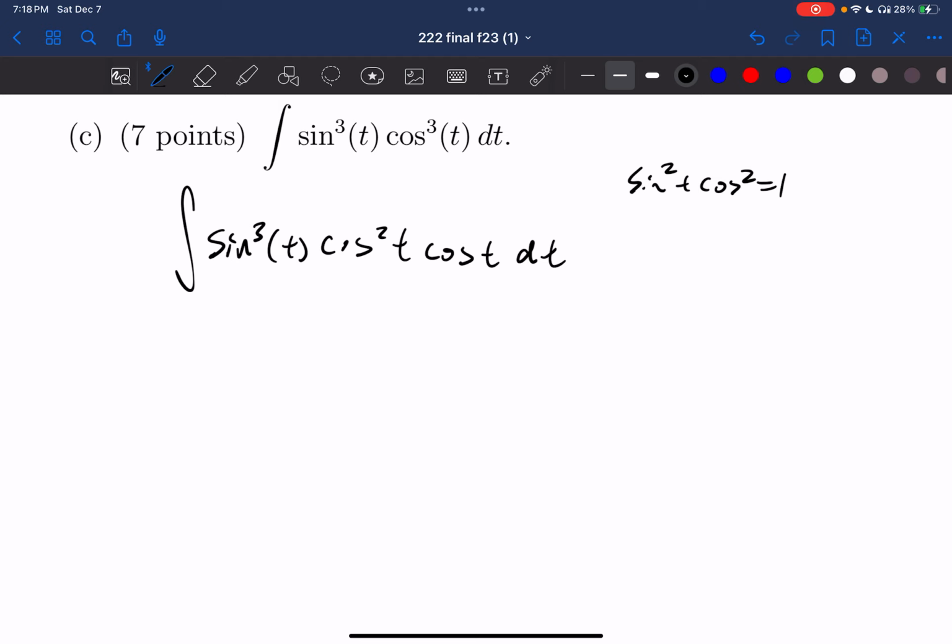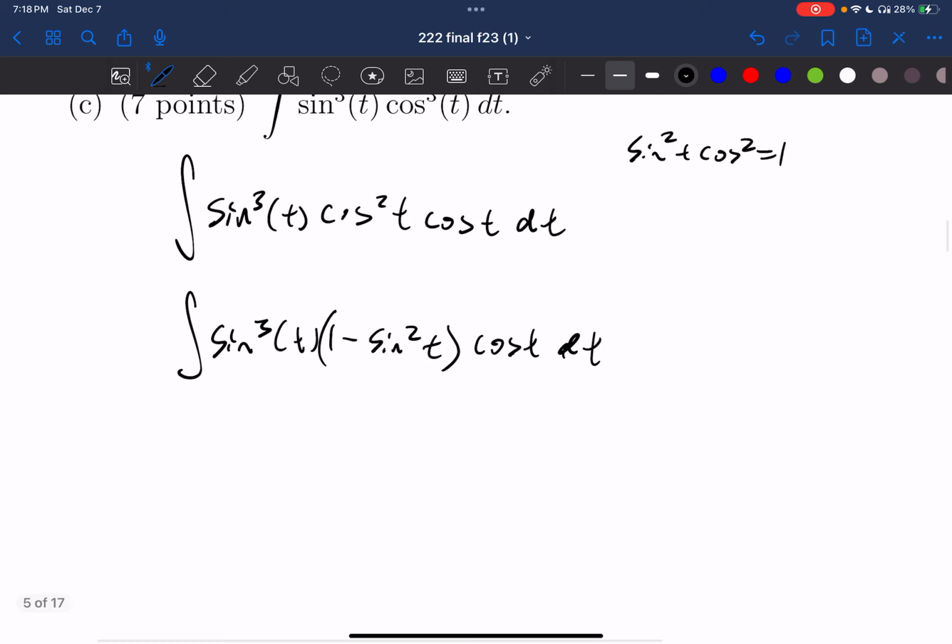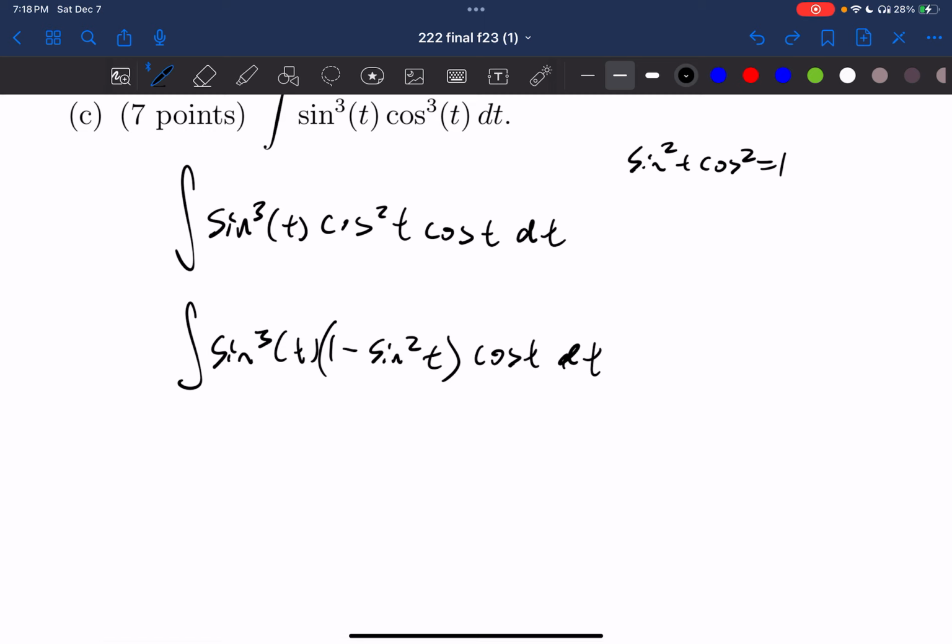So cosine squared will be equal to 1 minus sine squared. Everything else stays the same here, and we have 1 minus sine squared t times cosine t dt from this identity. From here, we'll say u is equal to sine t, so du would be the derivative of sine, which is cosine t dt.